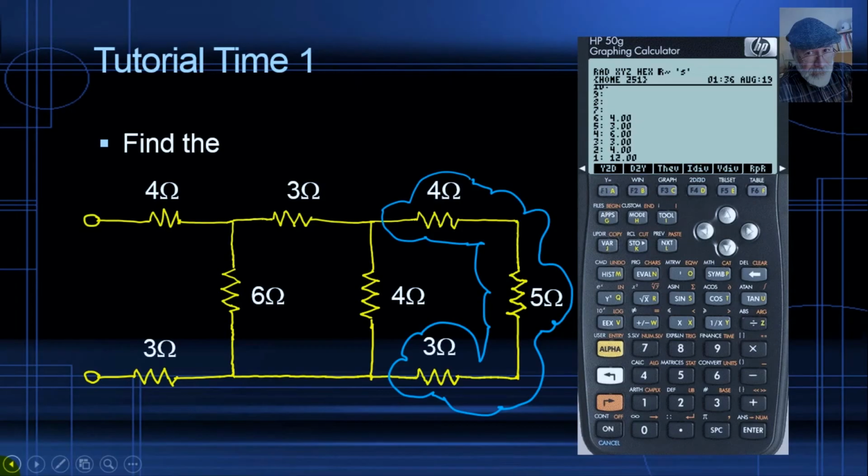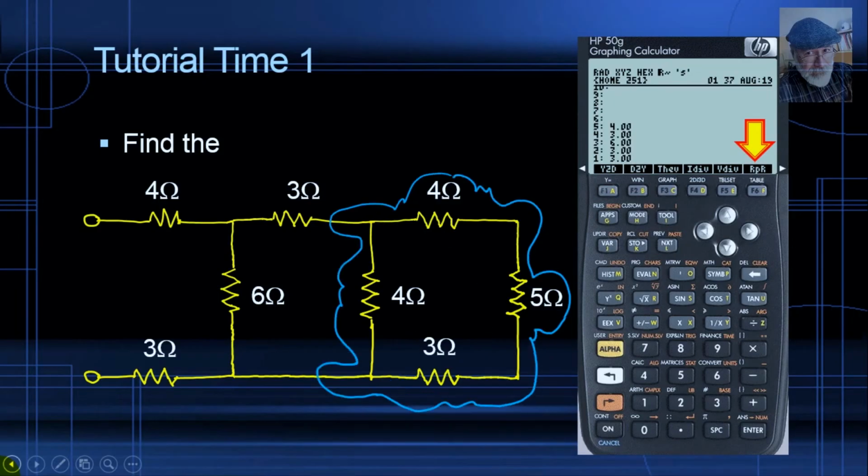You see 12 in level 1 and 4 in level 2. We want to connect those two values in parallel. How? With this key, parallel. It will compute the parallel of level 1 with level 2. Punch that, 3 ohms. All of the circuit in the cloud is equivalent to 3 ohms.